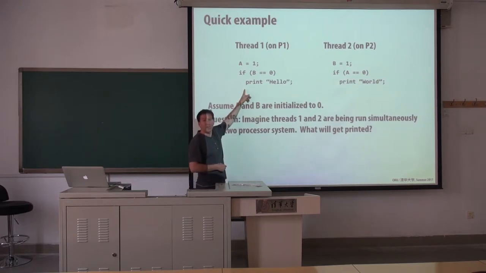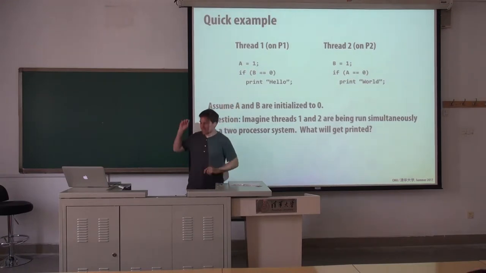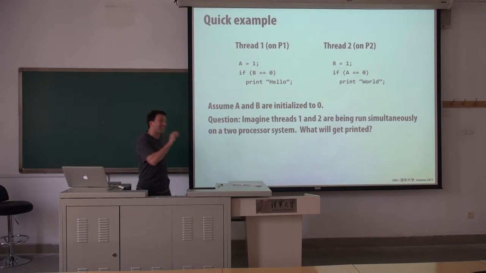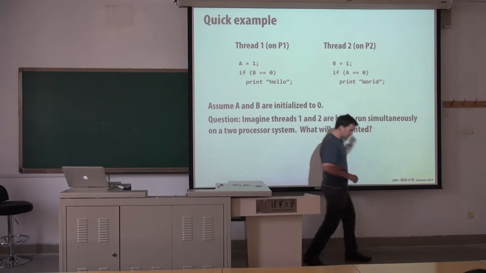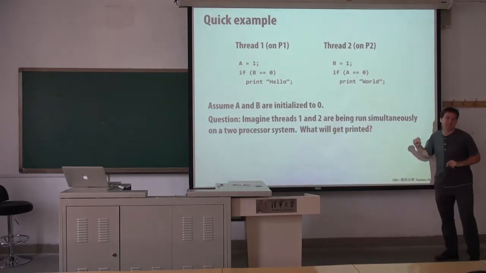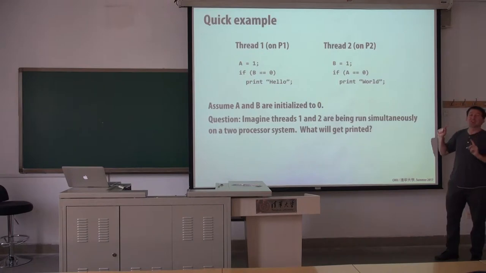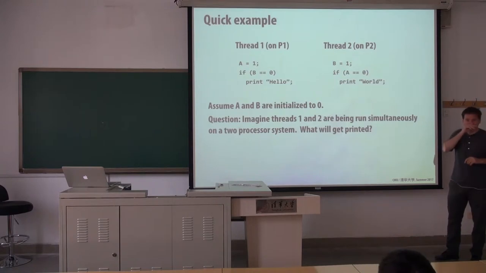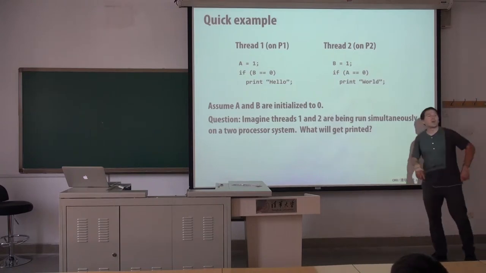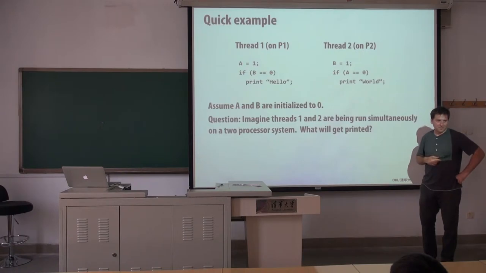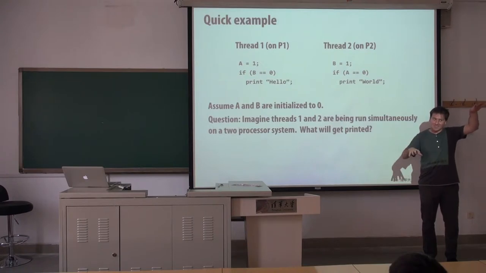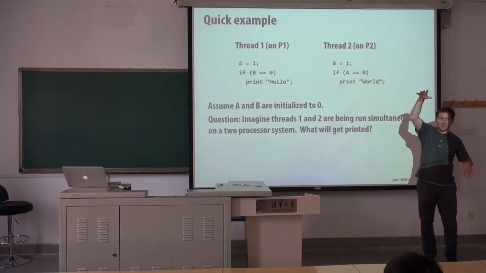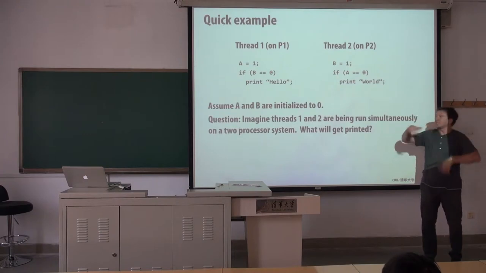So imagine I have thread one, and thread one says I will store one to A, and then if B is zero, I will print hello. And thread two says I will store one to B, and if the value A is zero, I will print world. So I want you to talk with your friends, and tell me what are possible outputs of this program. Because remember, these are two parallel threads. Thread one could run completely first and then thread two. Thread two could run and then thread one, or it could be any interleaving of these instructions.